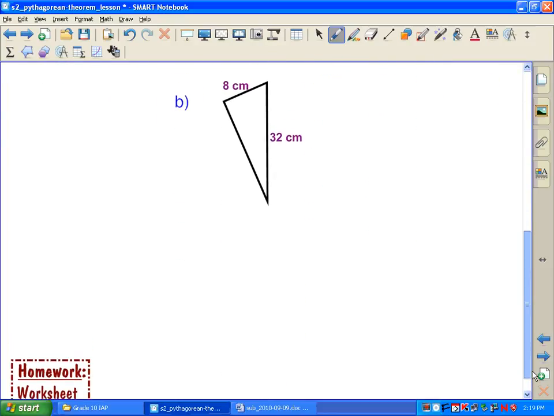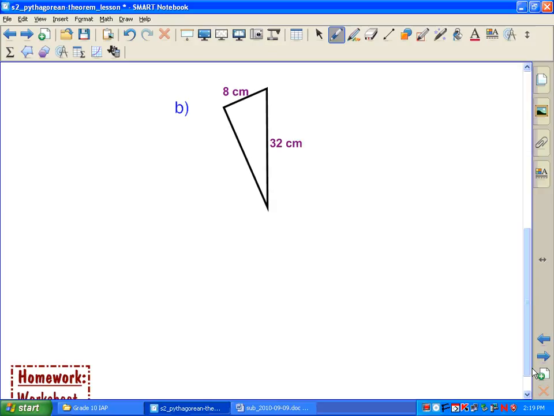And our last example, and that's homework time. So again, let's find out where that right angle lives. That right angle is going to be right here. And this is our C, this is our A, this would be our B. And we write the formula down. C squared is A squared plus B squared.